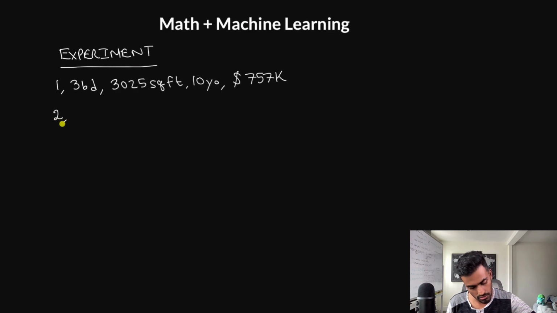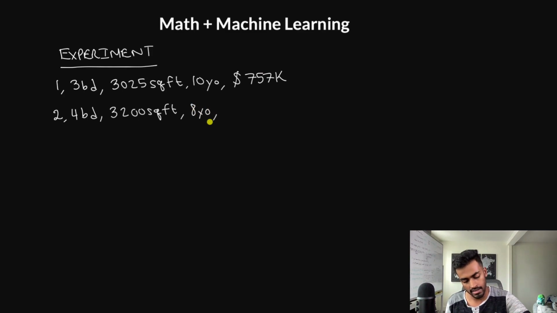This is house number 2. Let's say that this house now had 4 bedrooms, and it has 3,200 square feet of space. This is an 8-year-old house and its price is $800,000. And like so, let's say that we document these house prices for about 10,000 houses. And so now we have constructed our training set.